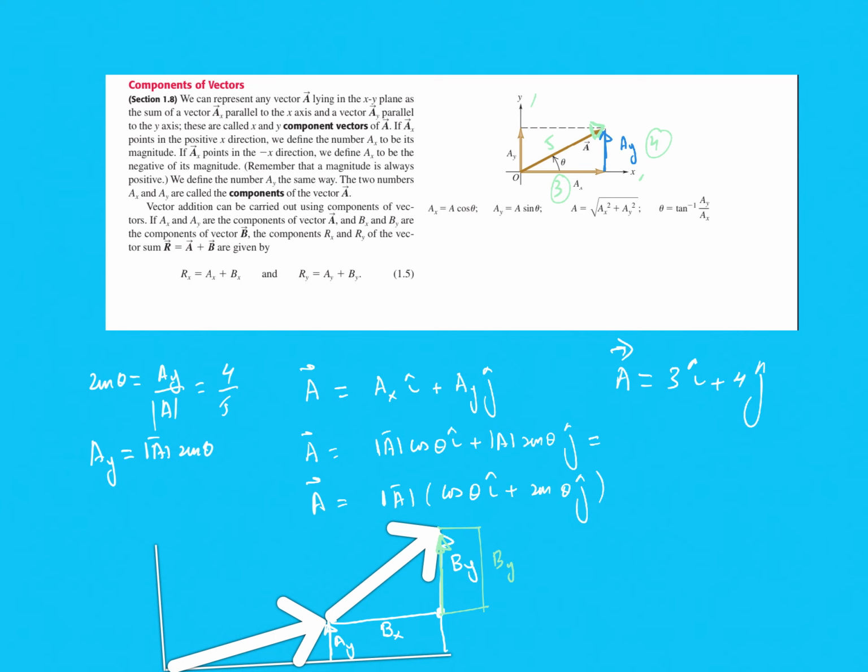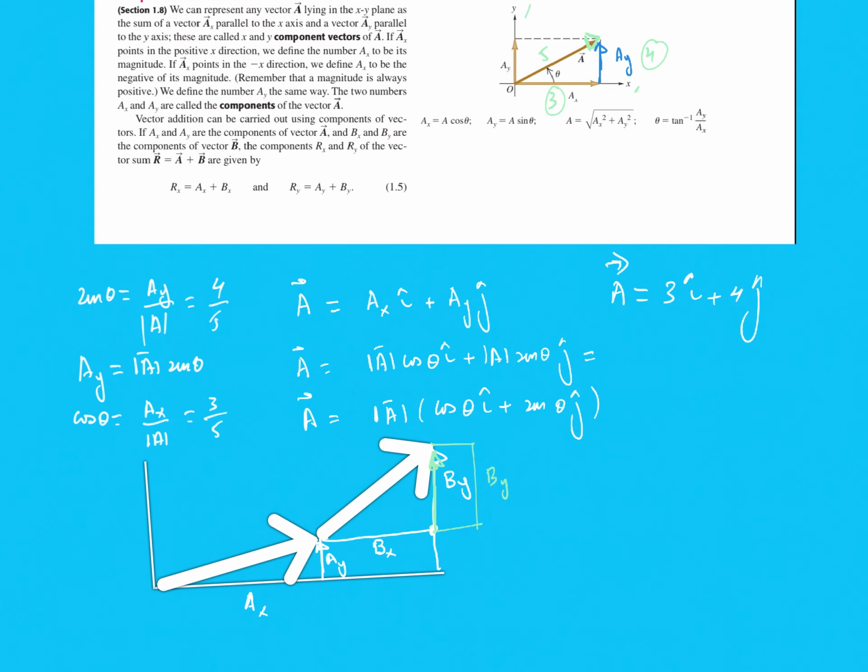For the cosine of theta, I can have another relation. The cosine of theta is AX divided by the magnitude of A. In our example, AX is 3, and the magnitude of A is 5. So this gives you an equation that says AX is the magnitude of A times the cosine of theta. These are these two equations, written here.